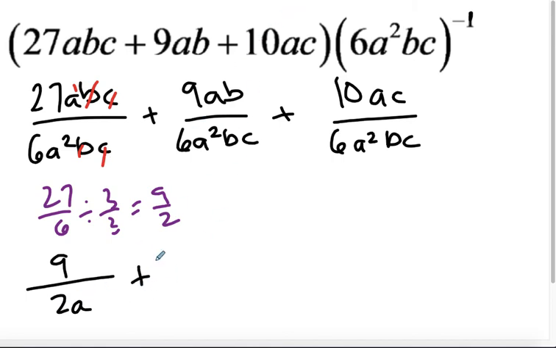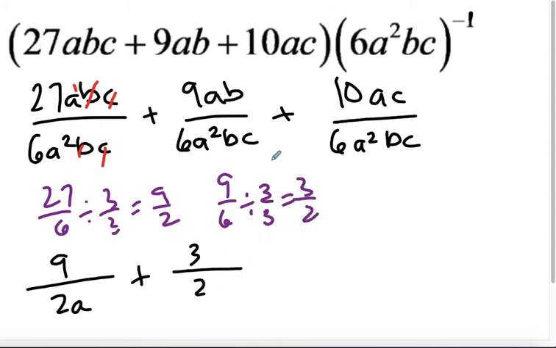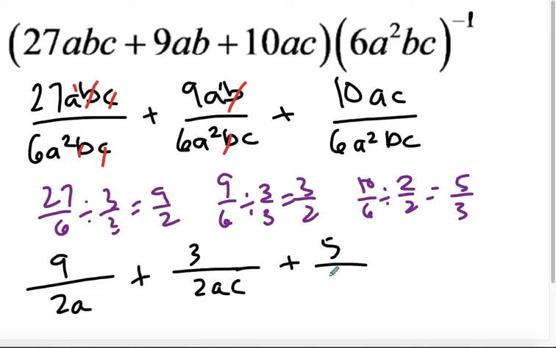Next, plus 9 over 6. Not evenly, but it can reduce by 3, so that becomes 3 over 2. That's where I get my 3 over 2 from. Same thing here, a to the first and a to the second: division will leave an a in the denominator. My b and my b will cancel out, and since c is in the denominator, it stays there. 10 over 6 reduces by 2, so that gives me 5 over 3. So that's positive 5 over 3.